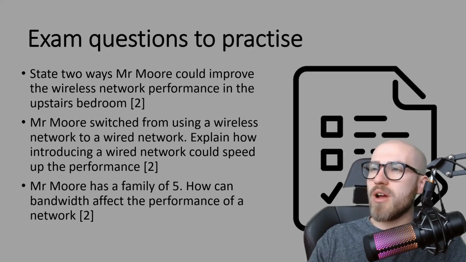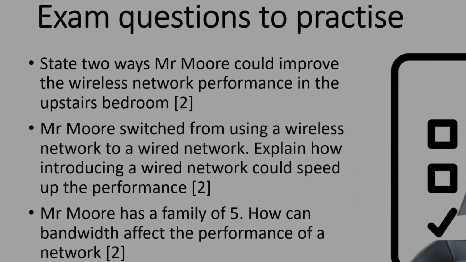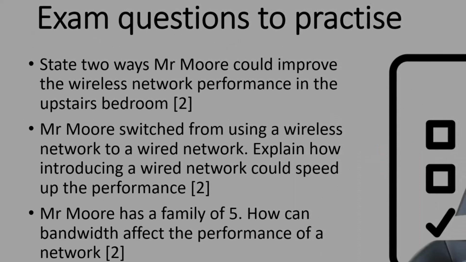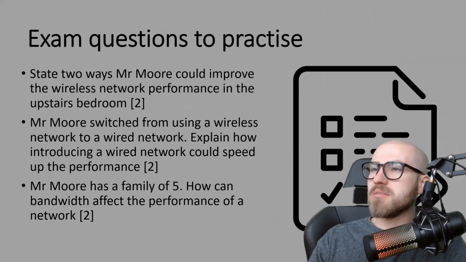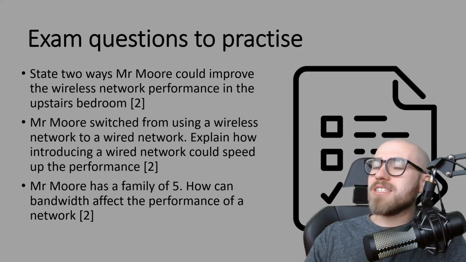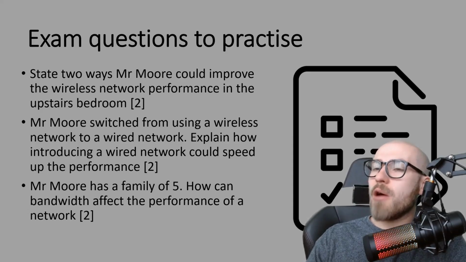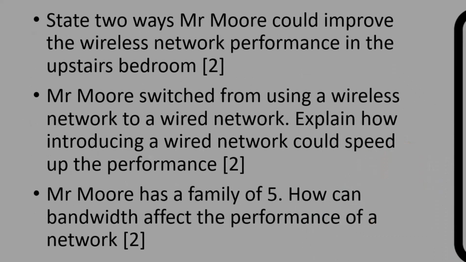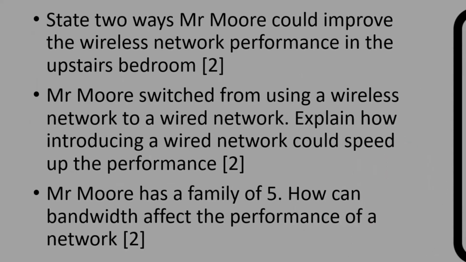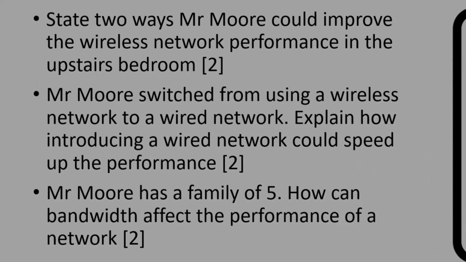So state 2 ways Mr. Moore could improve the wireless network performance in the upstairs bedroom. Mr. Moore switched from using a wireless network to a wired network. Explain how introducing a wired network could speed up the performance. Mr. Moore has a family of 5. How can bandwidth affect the performance of a network? So I'm just going to give you the chance to pause the video and give these questions a go, and we're going to go through the answers very shortly.